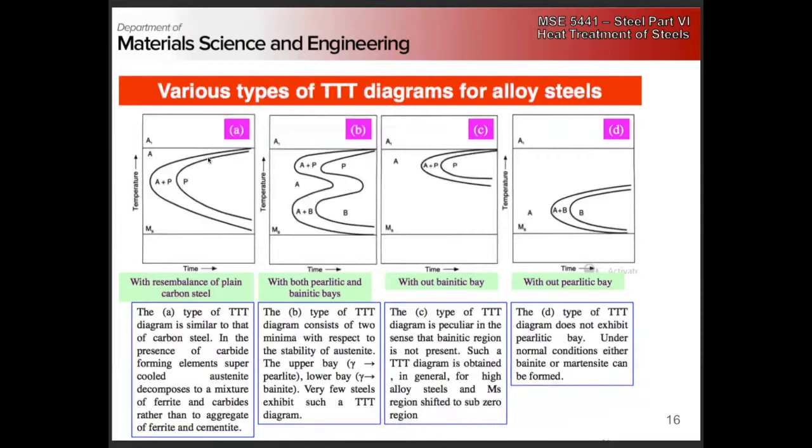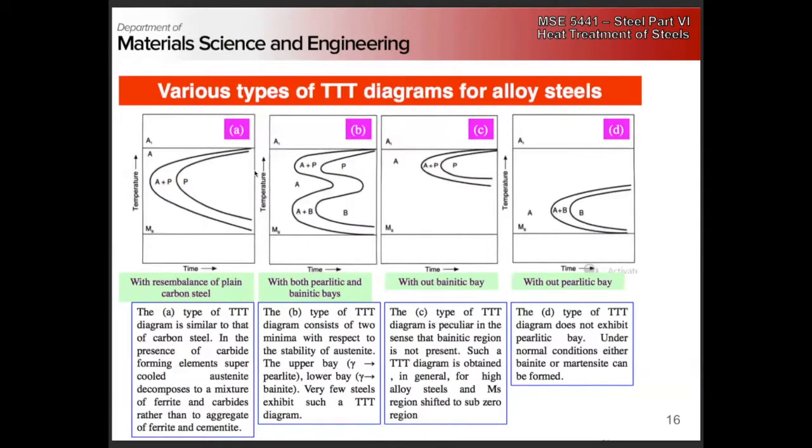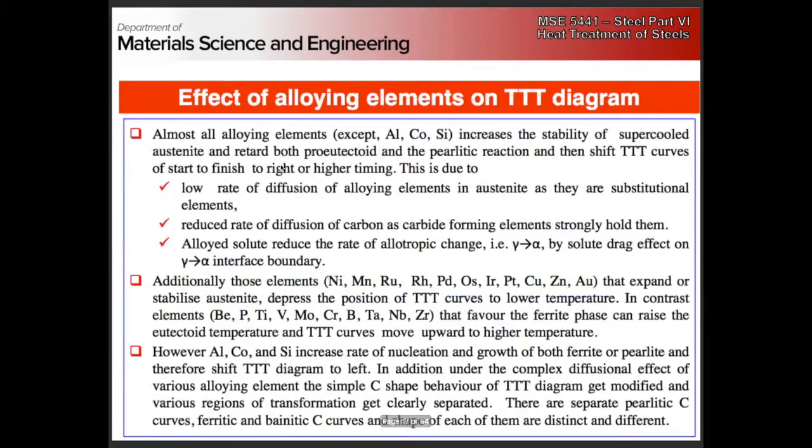It seems common sense, but until you actually think about it for a second, it's not immediately obvious to a lot of people. Okay. Aluminum, cobalt, and silicon accelerate the nucleation of ferrite and pearlite, so they're going to shift the TTT curve to the left. They're going to shift out the nose of the pearlite bay, right? Because they're accelerating, making pearlite nucleation and growth easier, right?